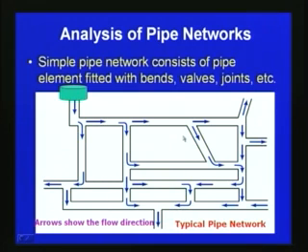Most of the time we may not know the flow direction. Also, the flow direction may change with respect to time, depending upon the pressure and the water going from each junction. Even the direction can change. That is why we call it a network. So, pipe networks.